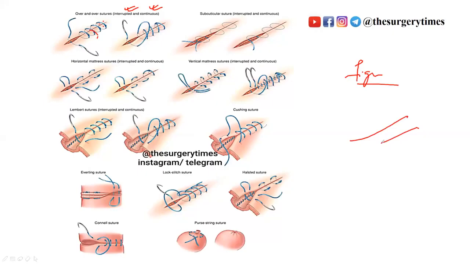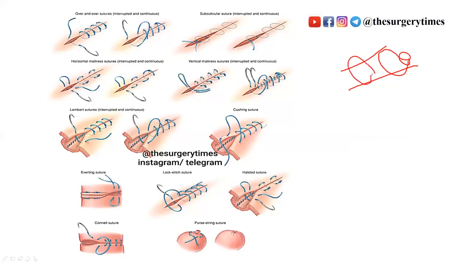These are the 2 borders of an ulcer or incision mark. If we are suturing like this, then it is continuous. Now if this is the border and we are suturing like this, this is the interrupted one. Continuous, interrupted, you know.